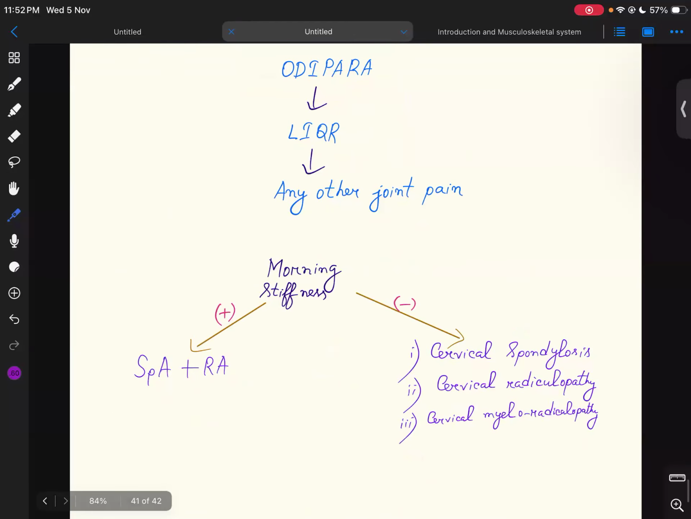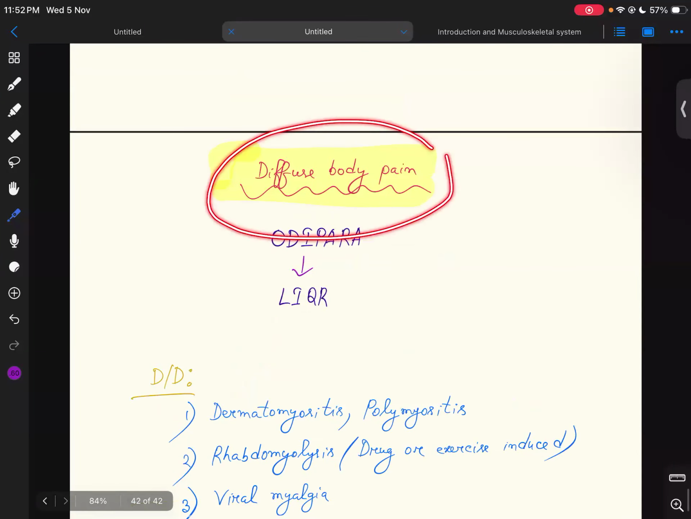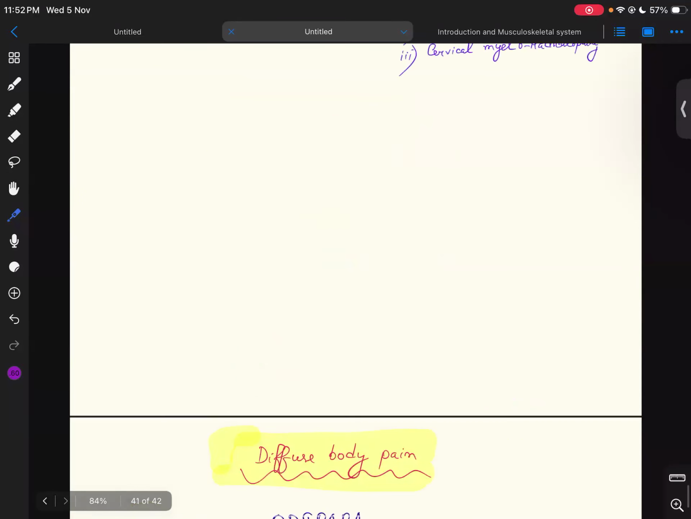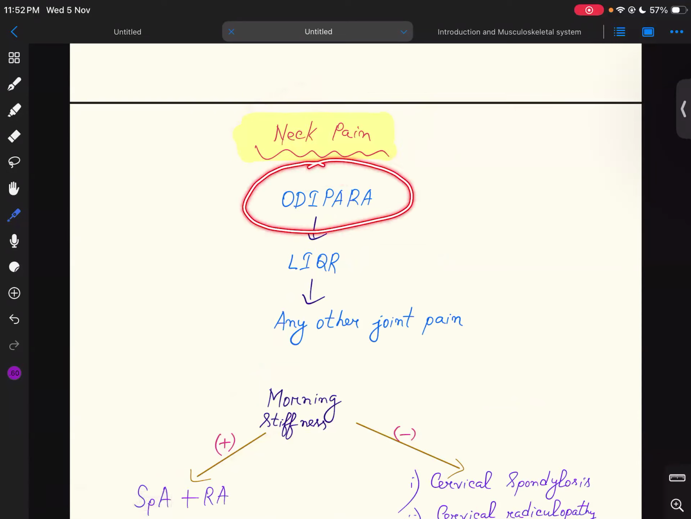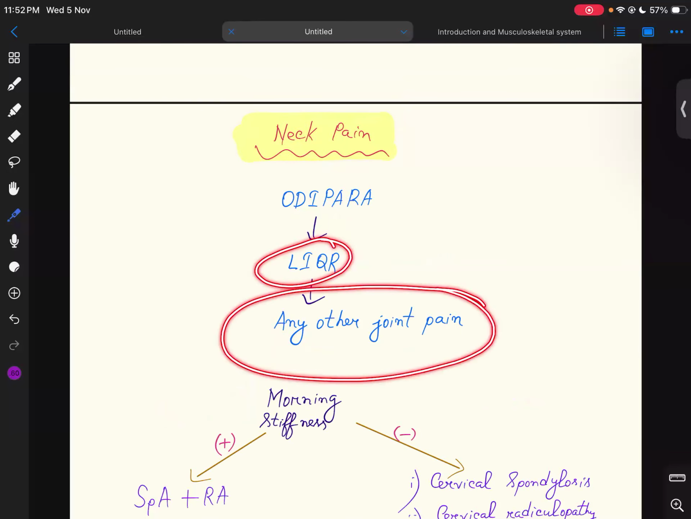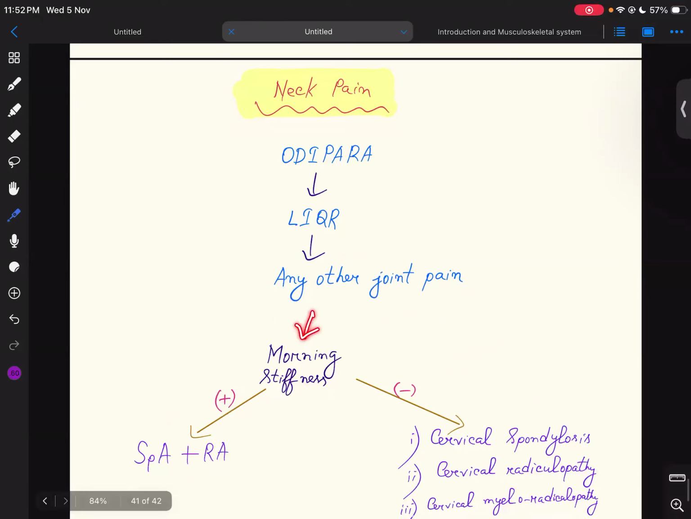Okay. The next 1-star case is neck pain and then diffuse body pain. For neck pain, how do we approach a case? After analyzing the neck pain using the mnemonic Odipara, then Licor, we have to ask if there is any other joint pain. Then we have to ask whether there is any morning jamming, and if there is, whether the morning jamming is more than 30 minutes or not.